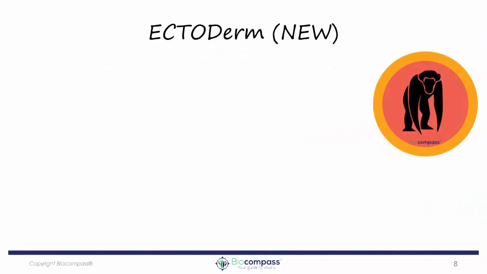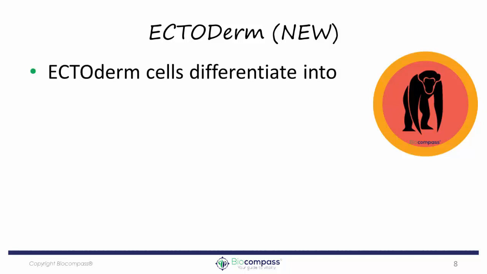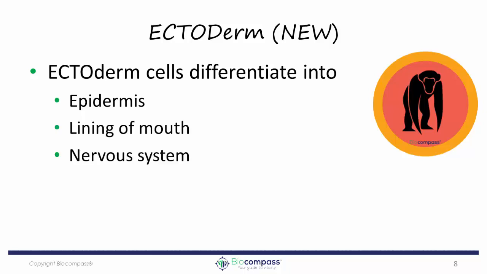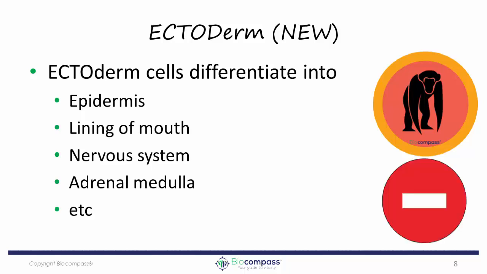The next level is the ectoderm, which is also a new type of tissue, which is the chimp tissue. We see the orange border around the icon, meaning it's new type of tissue. Ectoderm cells differentiate themselves into the epidermis, which is the outer layer of the skin, the part of the skin that you can actually touch with your fingers, the lining of the mouth, the nervous system, the adrenal medulla, medulla meaning middle part, etc. Because it's new type tissue, we have cell minus in the adaptation phase, so less function of the cells.